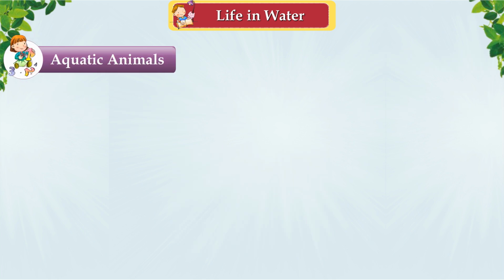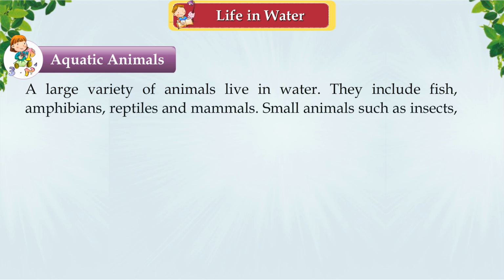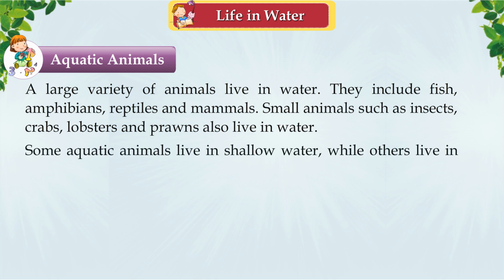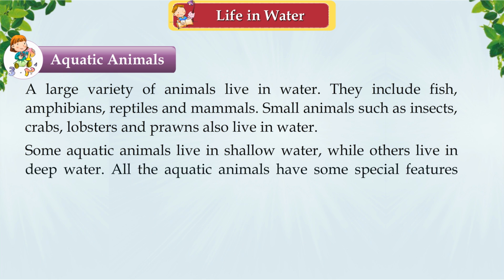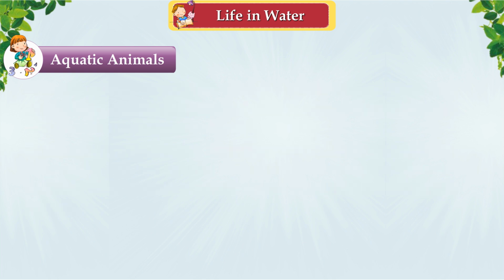Aquatic animals. A large variety of animals live in water. They include fish, amphibians, reptiles, and mammals. Small animals such as insects, crabs, lobsters, and prawns also live in water. Some aquatic animals live in shallow water, while others live in deep water. All the aquatic animals have some special features that help them survive in water. Let's learn about some aquatic animals.